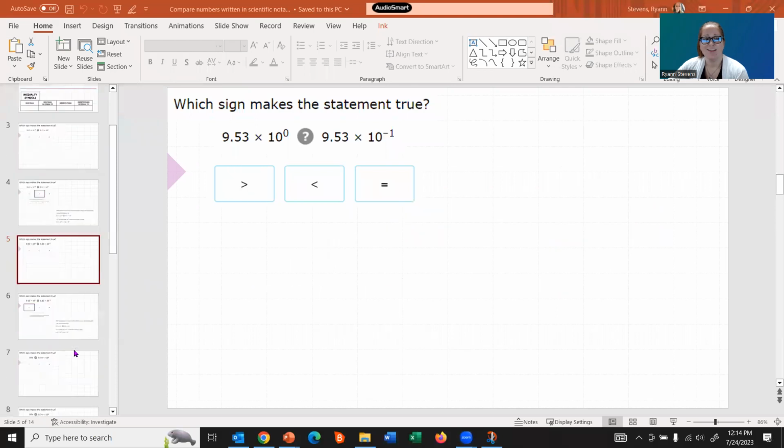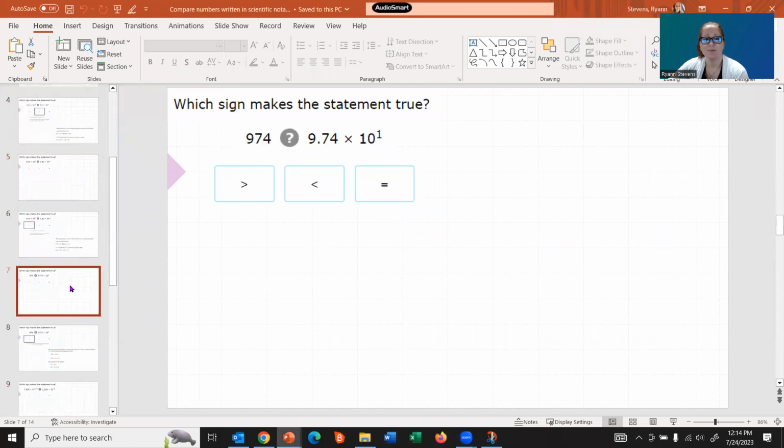All right, let's look at another example here. So when we look at this example, we have 974, and then we have 9.74 times 10 to the 1st. The first thing that we notice is that these are not both written in scientific notation. They're not in the same form, okay? And because they're not in the same form, we need to convert one of them to match the same form.